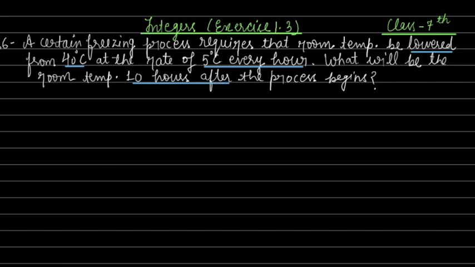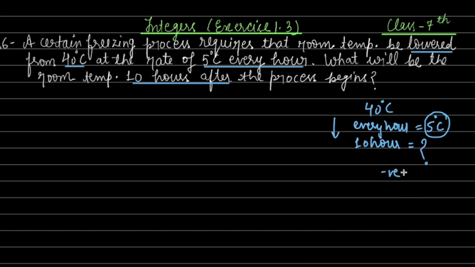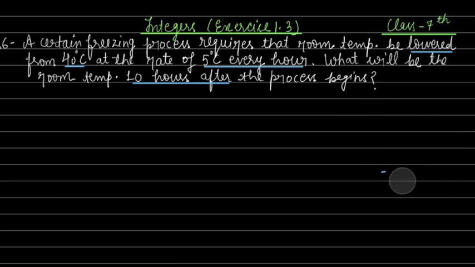So I hope the question is clear. If the current temperature is 40 degrees Celsius, it is going down every hour, and with each hour it is going down by 5 degrees Celsius. So you have to tell after 10 hours what will be the temperature. When the temperature is going down, it is represented with a negative integer, right? So let's calculate how much will be the temperature after 10 hours.